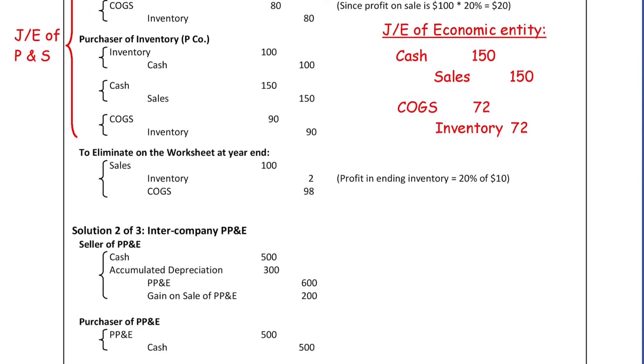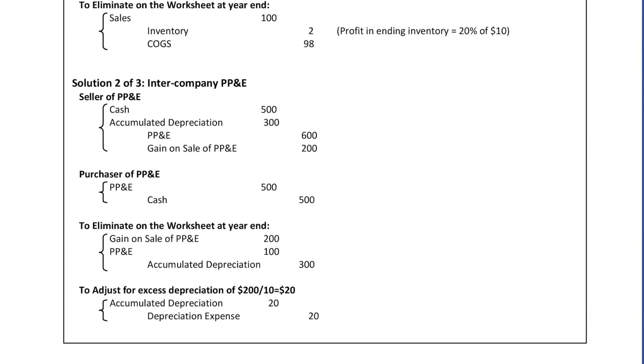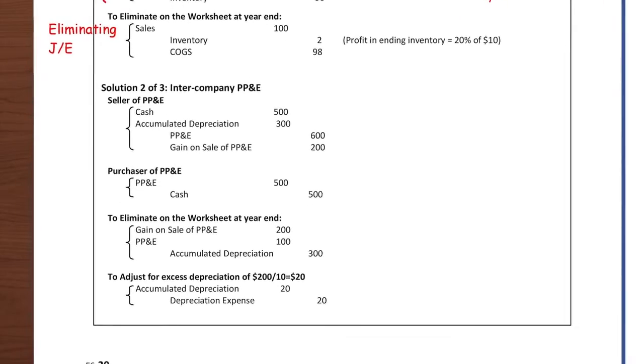So now that we have the journal entries in the books of the parent and subsidiary, and we also have the journal entry which should have been passed by the economic entity, we will prepare the eliminating journal entry, which is sales debit $100, inventory credit $2, that's the profit in ending inventory, and COGS credit $98.